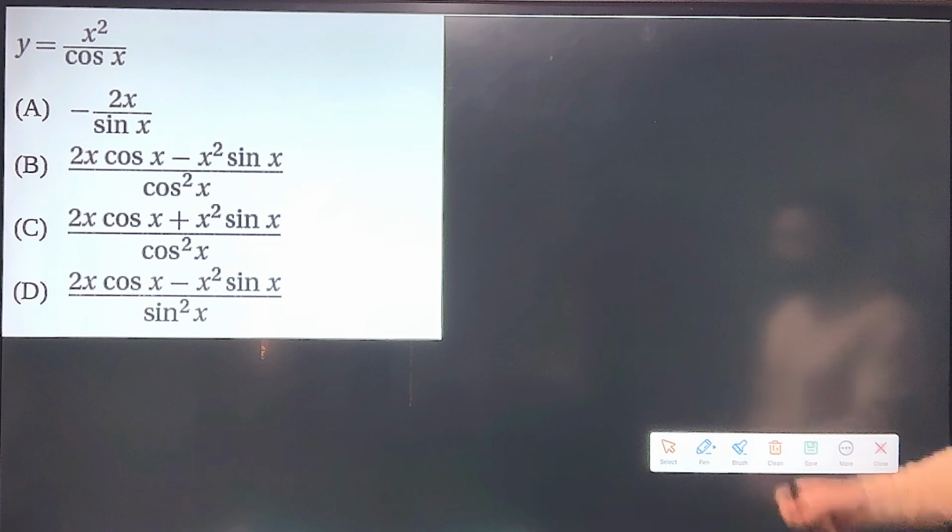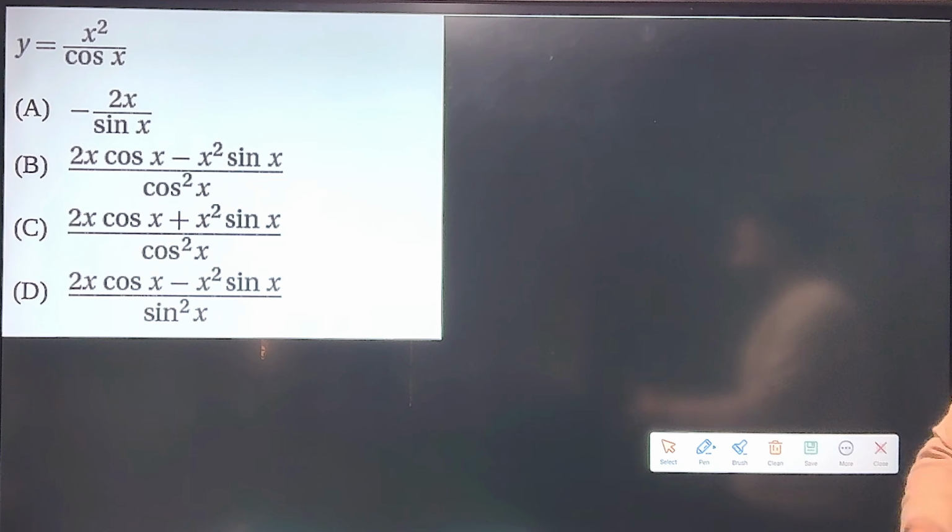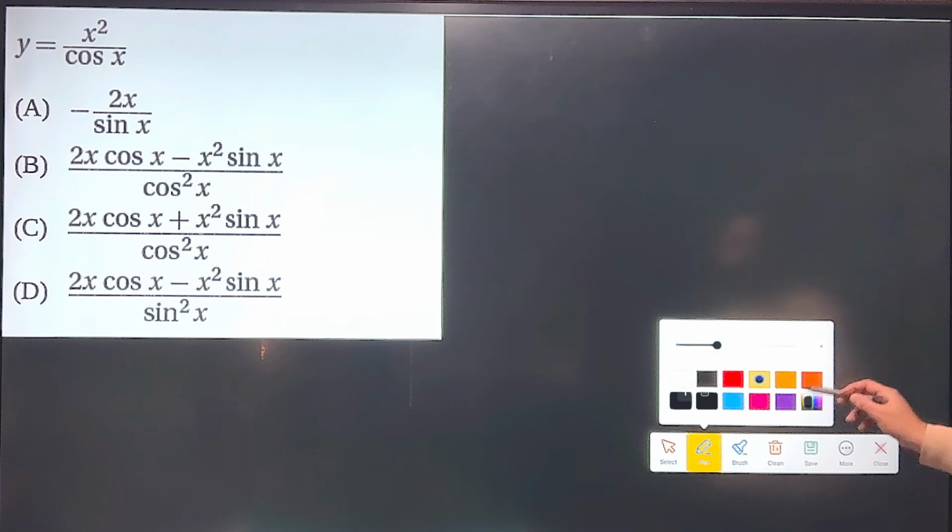So this is the last question of this type, then I'll provide some more questions from the book that I have. Okay, the question is y is equal to x square upon cos x. How to do its differentiation? Again, just apply the quotient rule here. What is the quotient rule?